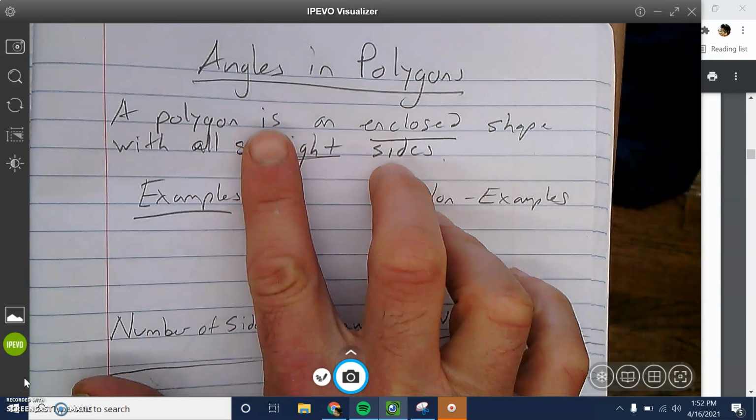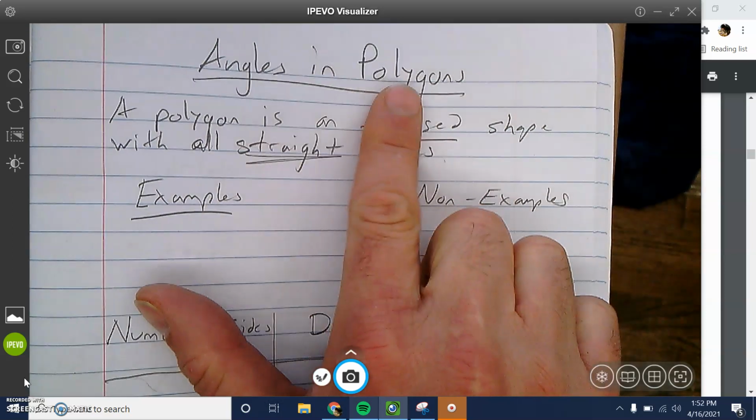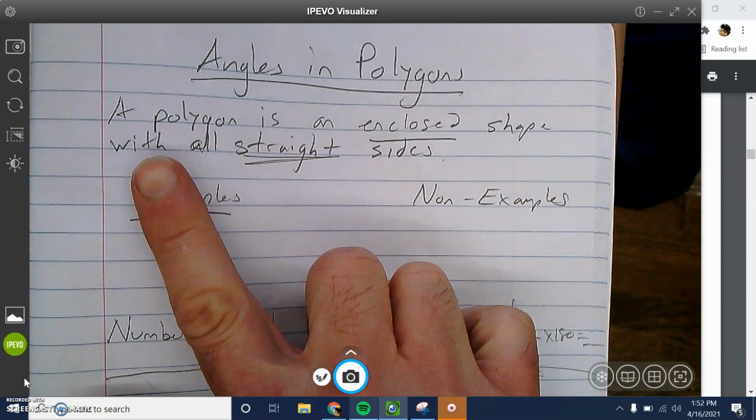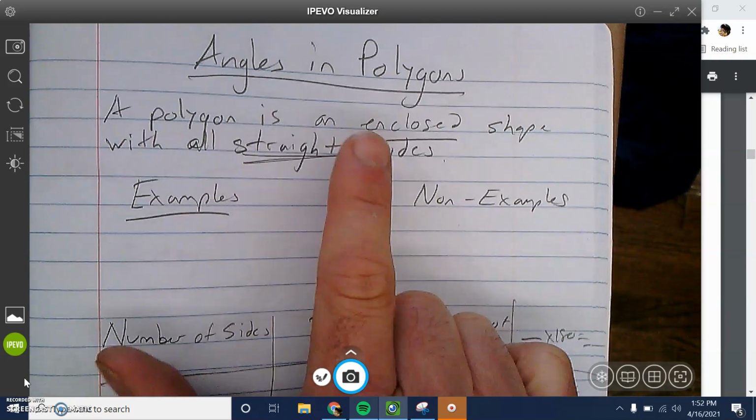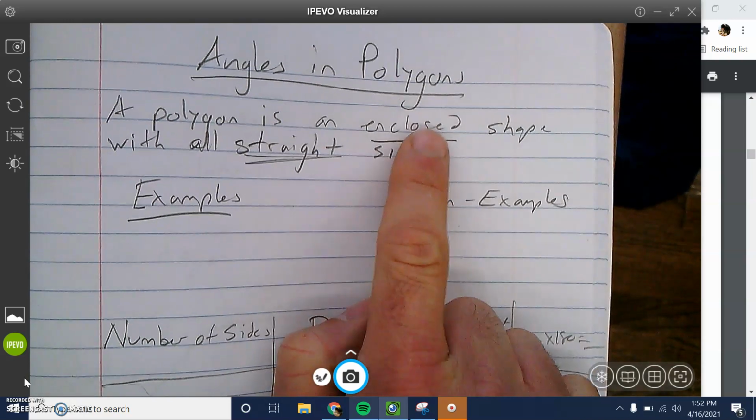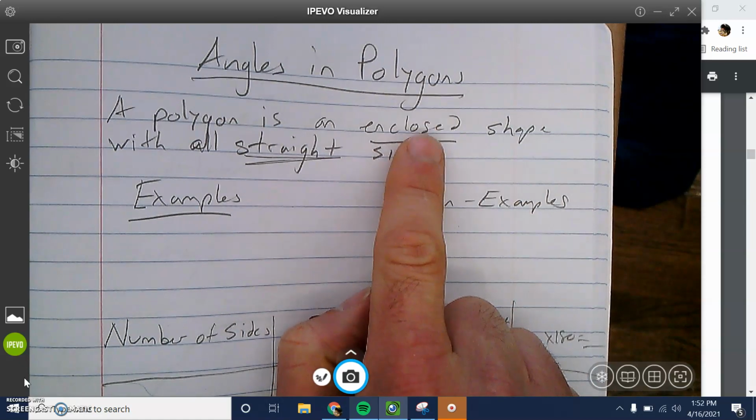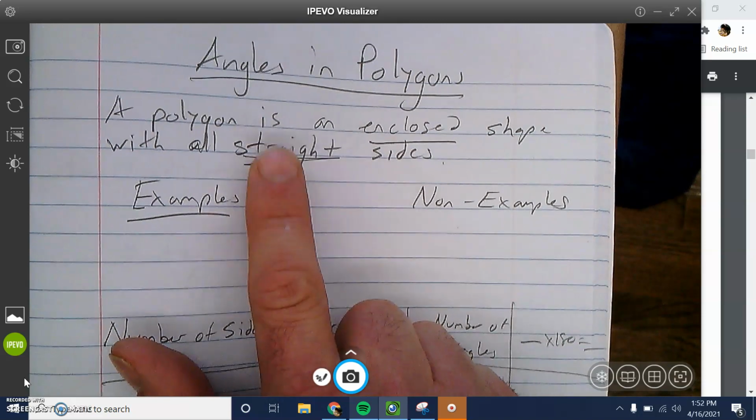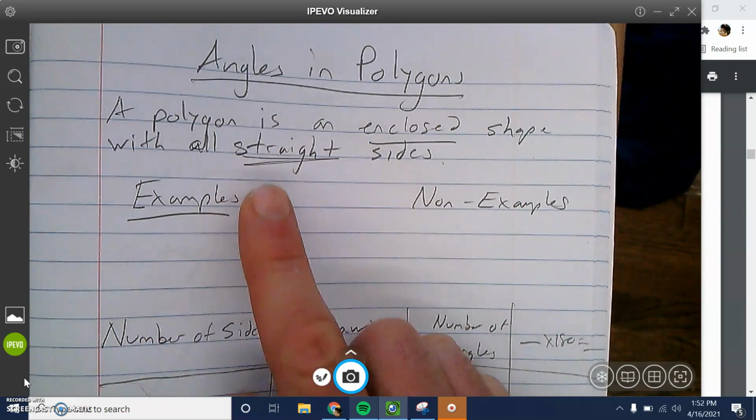Okay, today we're going to go beyond triangles and we're going to go into angles in polygons. So write that down on the top. What the heck is a polygon? A polygon is an enclosed shape, which means it's closed, not open but closed, with all straight sides. No curved sides, just straight sides.